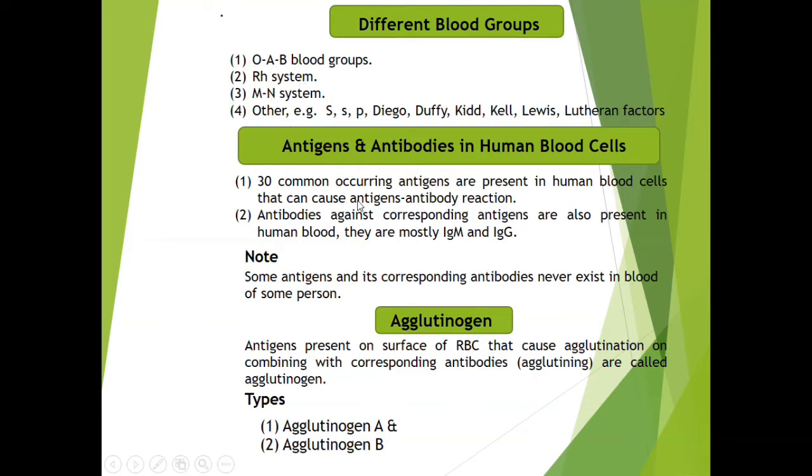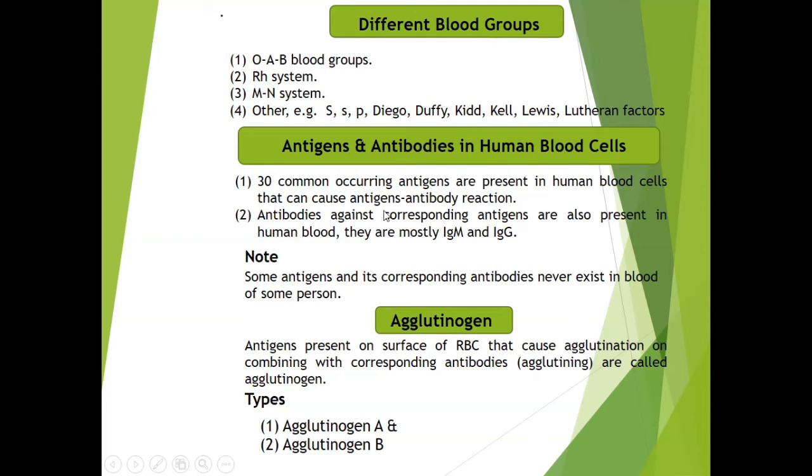Antigens and antibodies in human blood cells. What are antigens and antibodies in RBCs? So, agglutinogens. What are agglutinogens? Those are basically antigens present on the surface of RBC. These determine the blood group of that person.